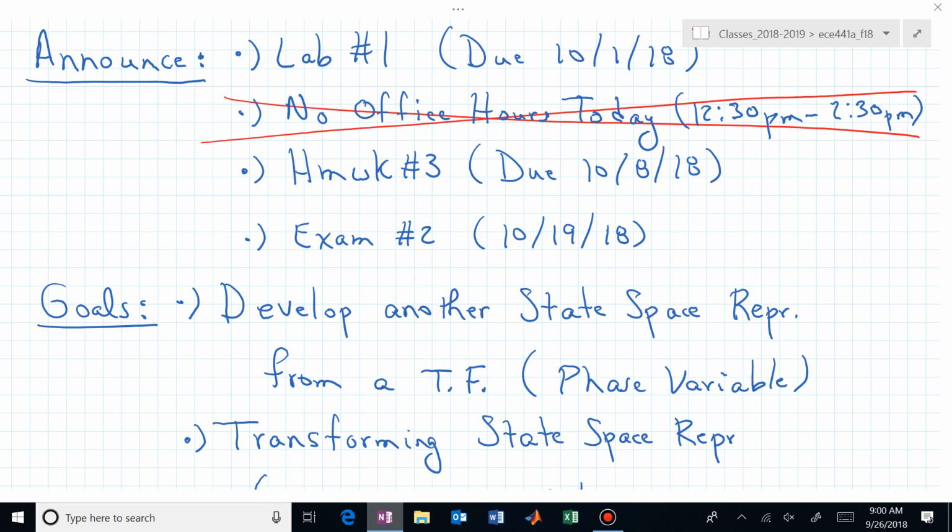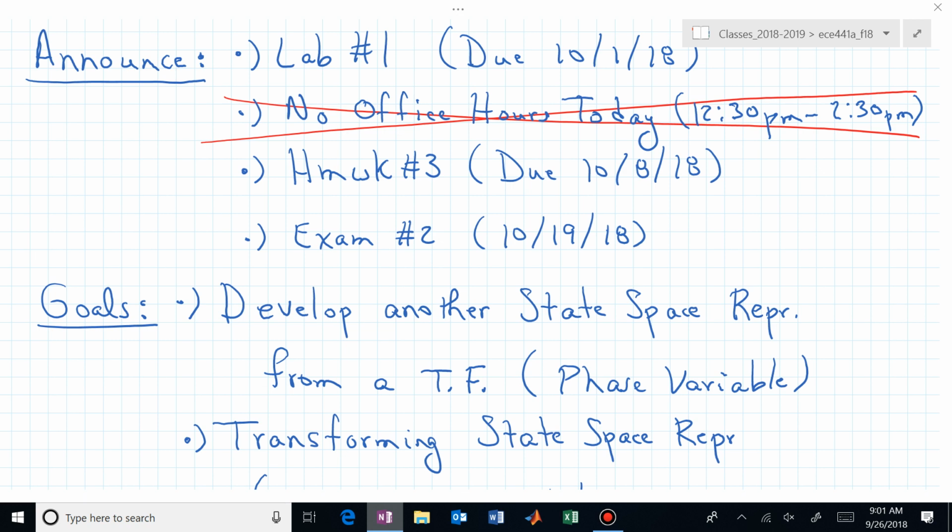Lab number 1, I hope it's functional. I'm not sure who's done it recently, but I hope that it's still operational. That write-up for lab number 1 is due on Monday. A week later, homework number 3 is due, which I believe is now available. You may not have quite the background yet, but that's what we'll be talking about a little bit today, the background material for homework number 3.